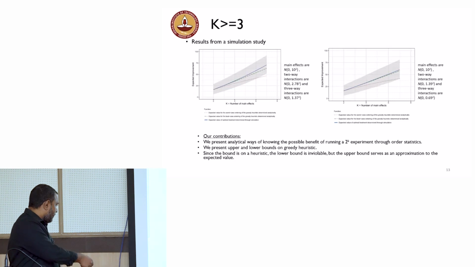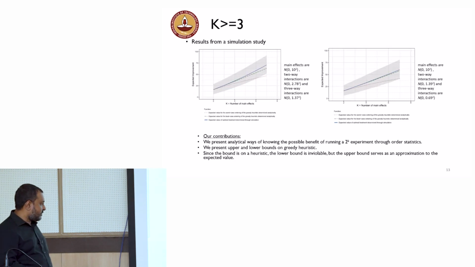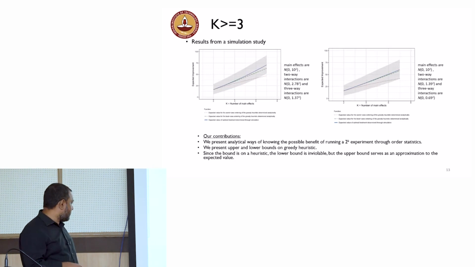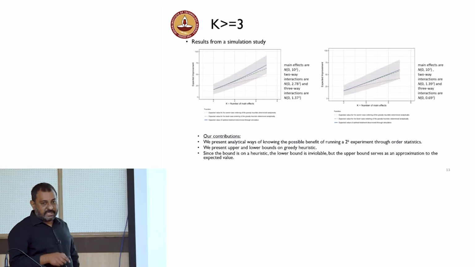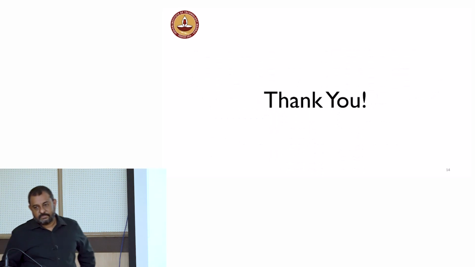So our main contribution was that we present analytical ways of knowing the possible benefit of running a 2 power k experiment through the use of order statistics. We present upper and lower bounds on a greedy heuristic. And since the bound is on a heuristic, the lower bound is inviolable, but the upper bound serves as an approximation of the expected value. I think that's what I wanted to talk about.